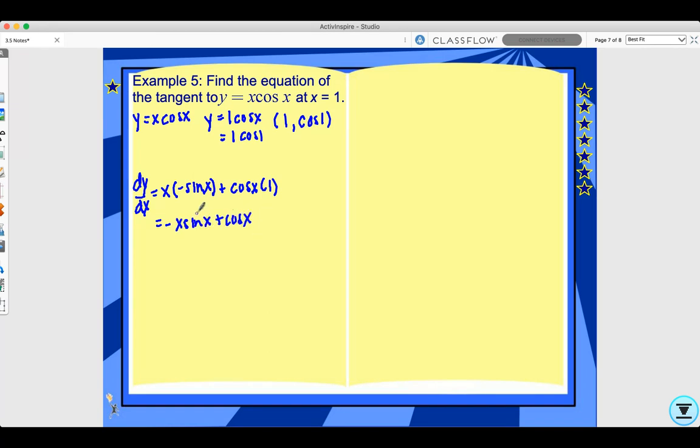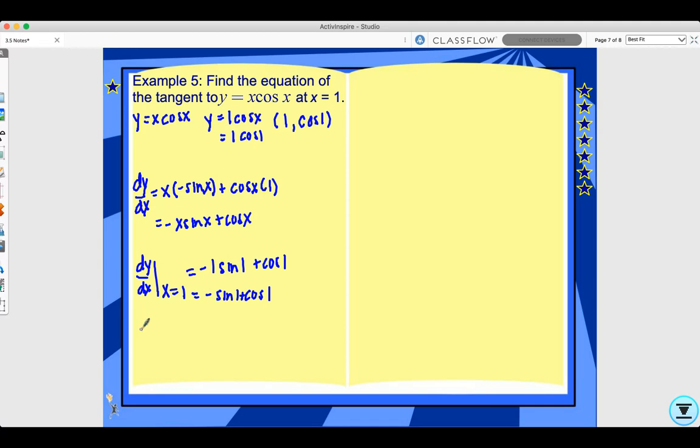So this is the slope of the tangent line at any given point, but we need to find it specifically at x equals 1. So I need to find my derivative at x equals 1. So I would go ahead and plug in negative 1 sine 1 plus cosine 1. So that would just be negative sine 1 plus cosine 1. It's not pretty, but that would be your slope.